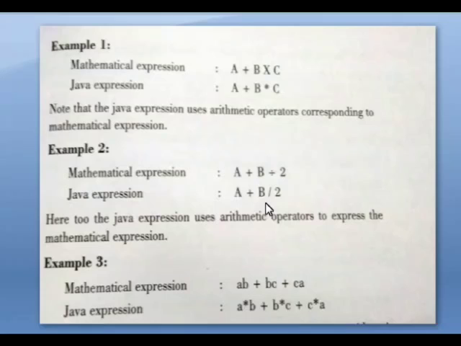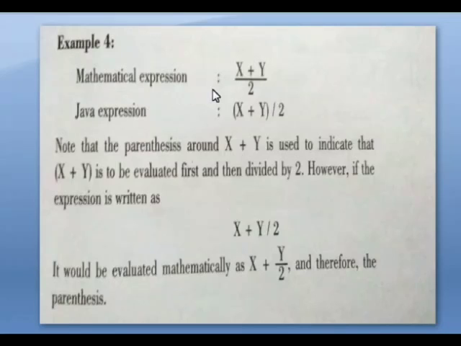The next one is the mathematical expression AB plus BC plus CA. In mathematics it is okay, but in a Java expression you have to write it as A into B plus B into C plus C into A. Now see the next example, example number 4: the mathematical expression is x plus y upon 2. If it is like this, you have to use the parenthesis. So the upper part, x plus y, will be inside the bracket, upon 2.